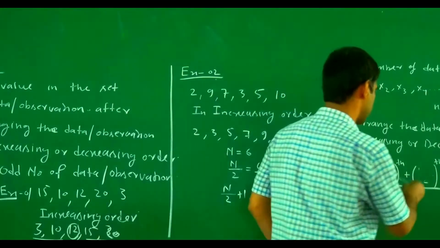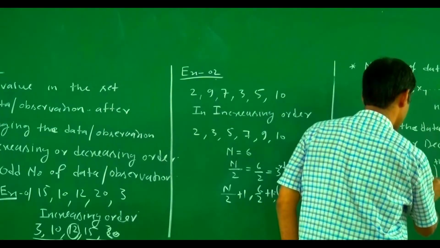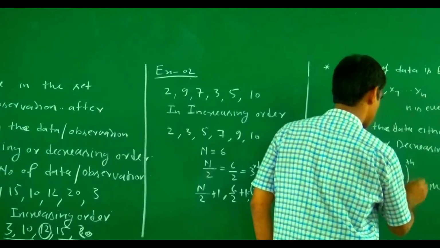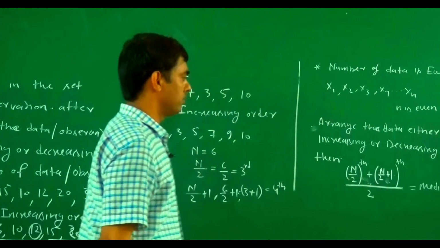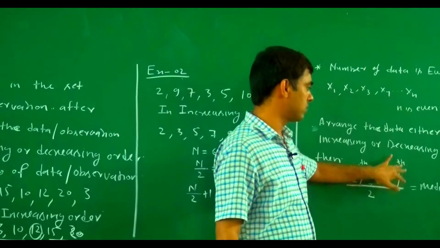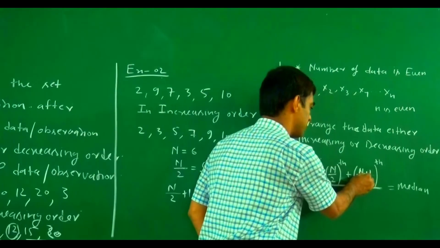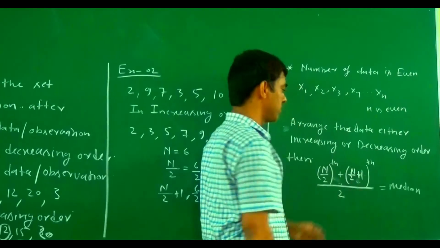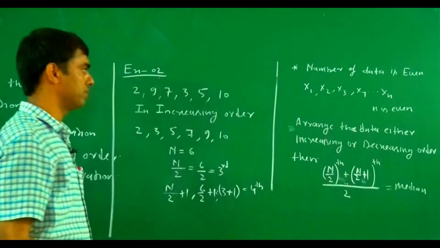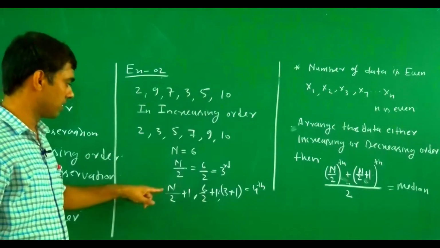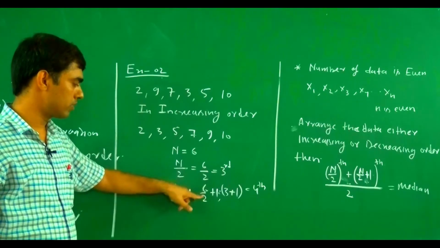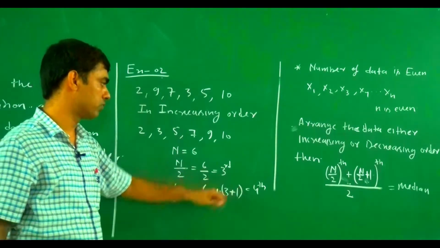So here we write n by 2th value plus n by 2 plus 1th value. In this way, the n by 2 plus 1th value is the median. So n by 2 plus 1 is 6 by 2 plus 1, which is 3 plus 1, the fourth value.